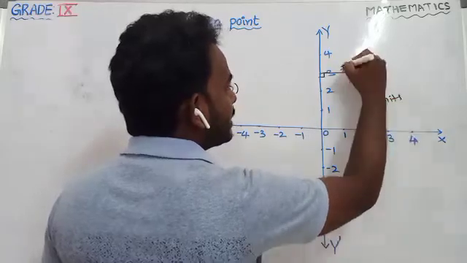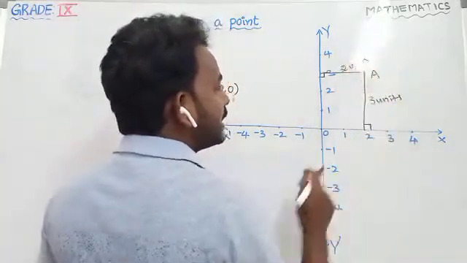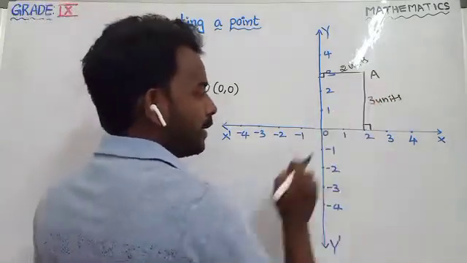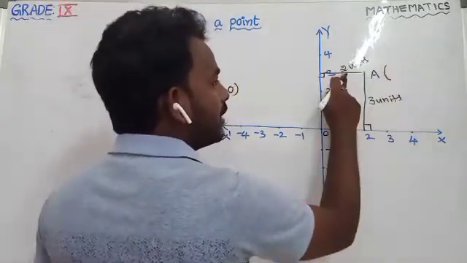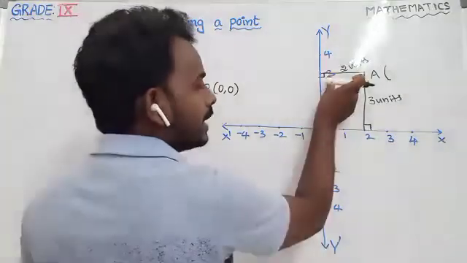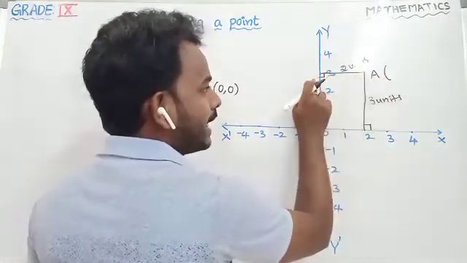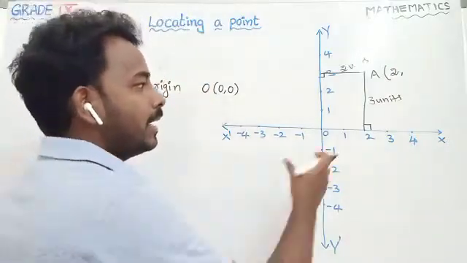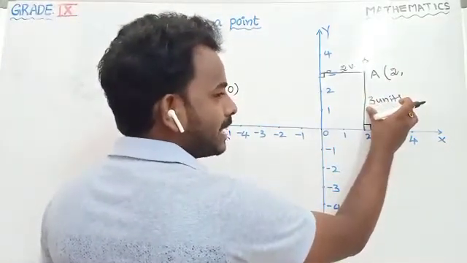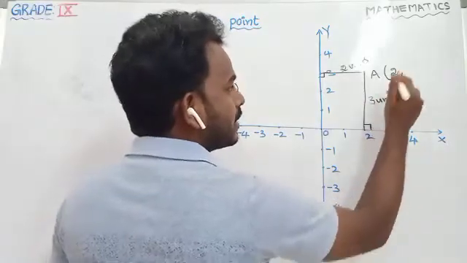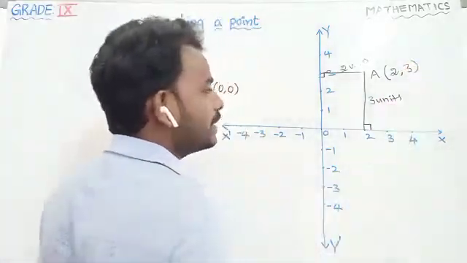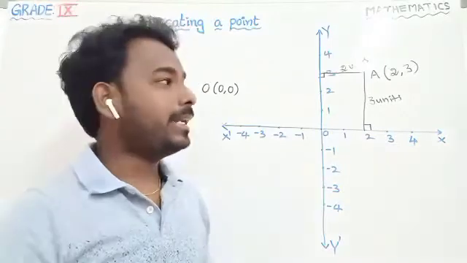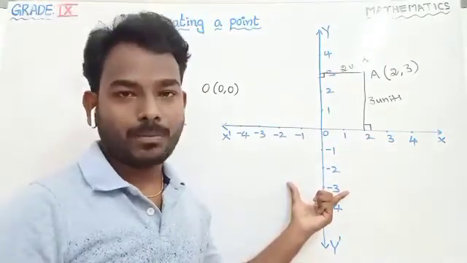Okay, so these are going to be considered as the name of the point A. We write the perpendicular distance of the point from the y-axis first, so 2 units, and 3 units is the distance of this point from the x-axis, which we write next. So this is the name or position of the point A in the xy plane.